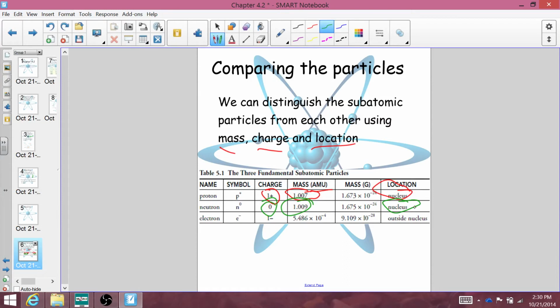So if we're comparing particles that are in a nucleus and fairly heavy, but one has a charge and one doesn't, the one with the positive charge is the proton, and the one without the charge is the neutron. An electron is totally different in every way. It has a negative charge, and it's really, really small. It has a mass of about 0.0005 atomic mass units, meaning it is much, much smaller than a proton and a neutron. And it's found outside the nucleus in all of these spaces out here. So, looking at these 3 things, charge, mass, and location, we can determine what kind of particle we're looking at.